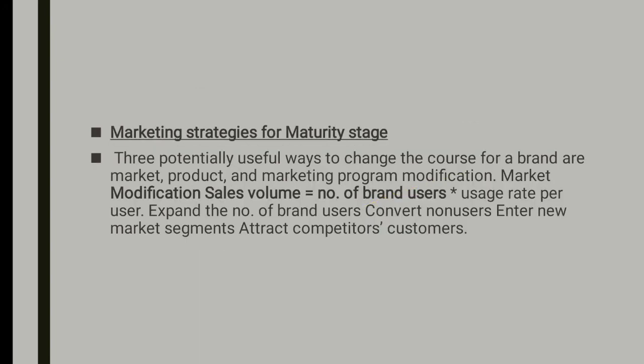Next, the marketing strategies for the maturity stage. There are three potentially useful ways to change the course of a brand: market modification, product modification, and marketing program modification.